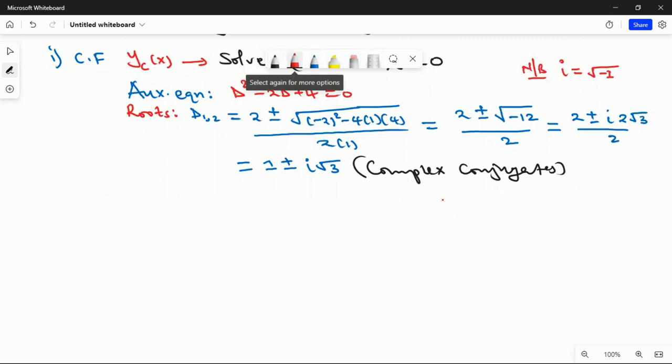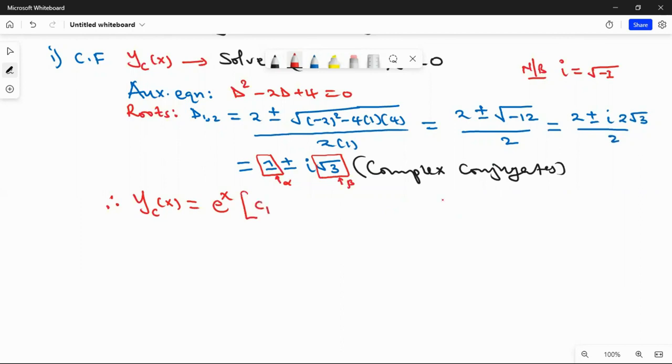When the roots are complex conjugates, how do you write your general solution? So you write, therefore, yc of x is equal to exponential alpha x. Alpha is 1 here. This other one is beta. So this is alpha, this is beta. Then we have c1 cos beta x, that's root 3 times x, plus c2 sine beta x. Beta is root 3, then times x. That is the complementary function.